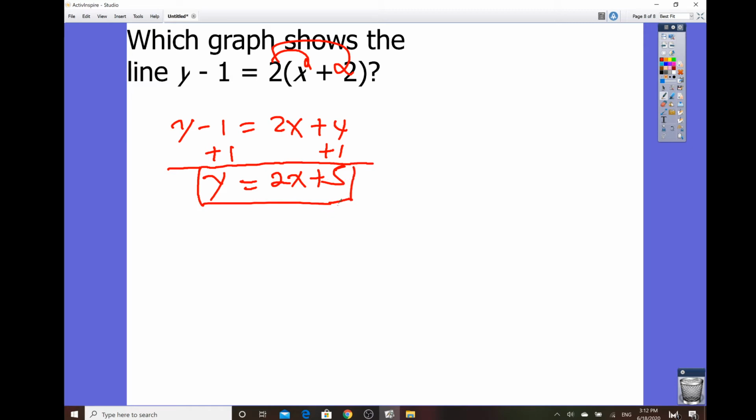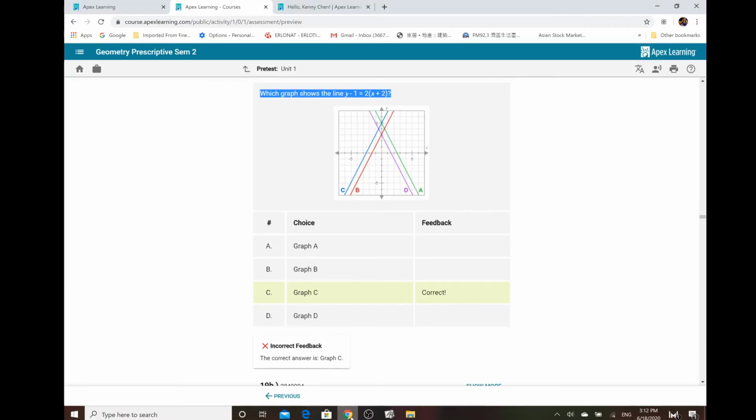As you can see, the y-intercept is 5, and then the slope is 2. So going back to what we found, the y-intercept is 5, so it's either the green or the blue line. But the slope is what? 2. So the answer would be C.